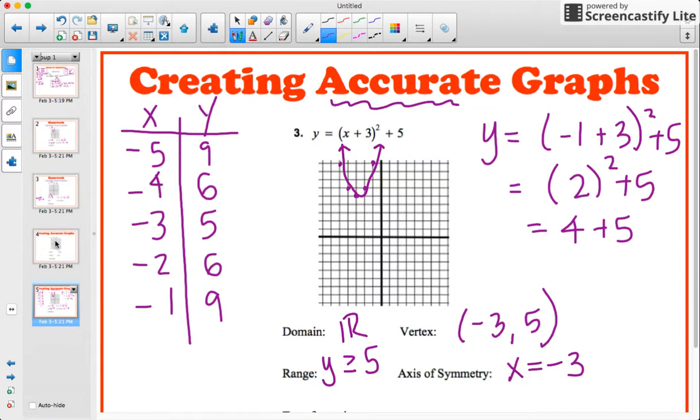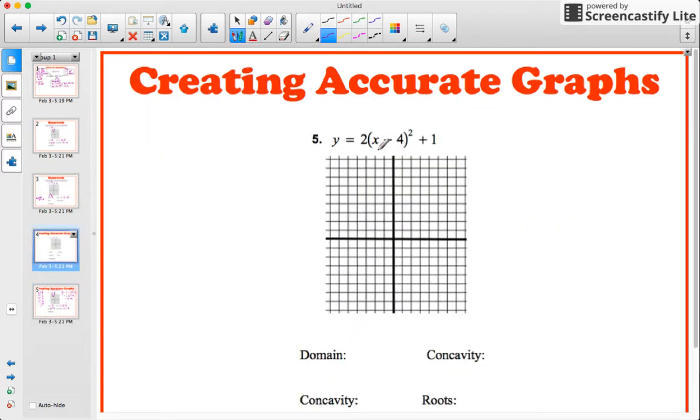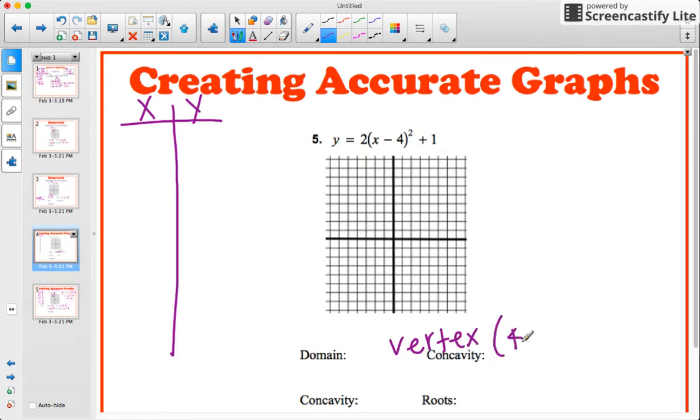Let's do one more together. This guy was also from your homework. So let's create our table of values. First things first, my vertex here, looks like that got cut off. My vertex is 4, 1. So I'll put a 4 and a 1 in the middle of my table.